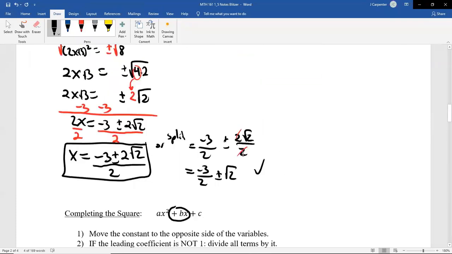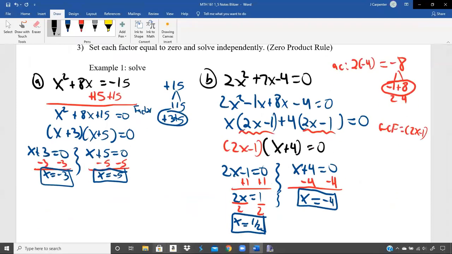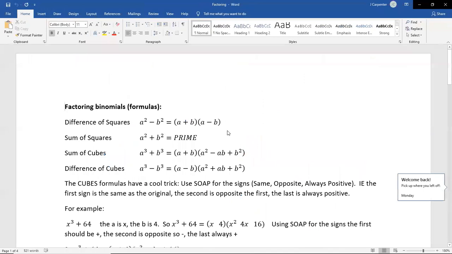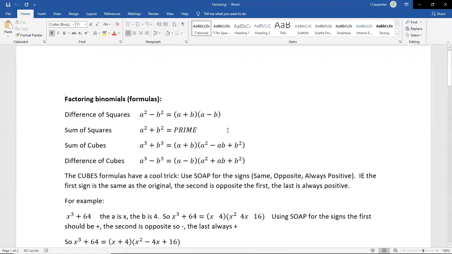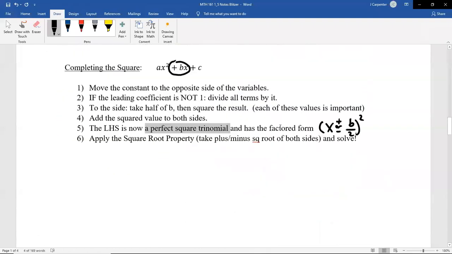So I'll come back to this in a second if you haven't finished writing, but I want to go back. Oh, it was in the factoring document. That's not a problem. It's right here, except I didn't save it. So I'll just remind you of what a perfect square trinomial is.